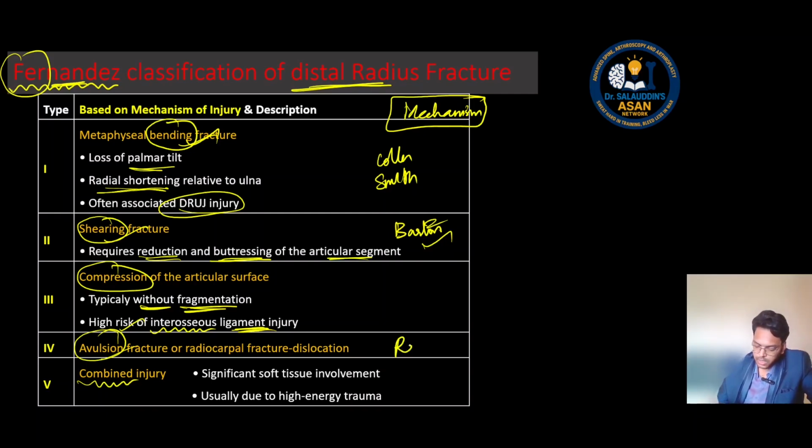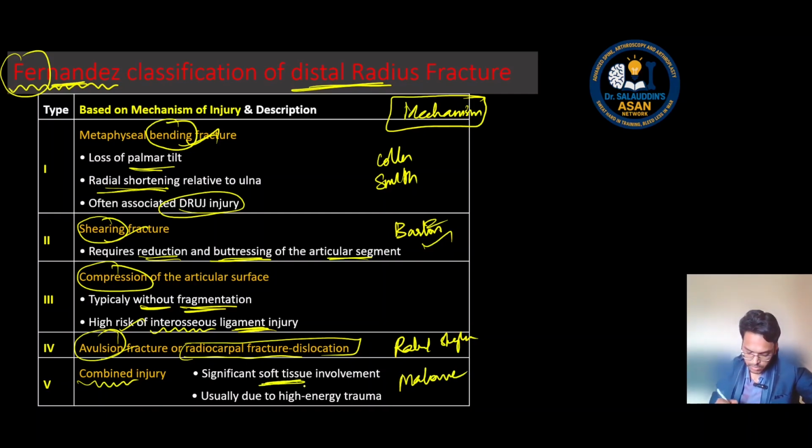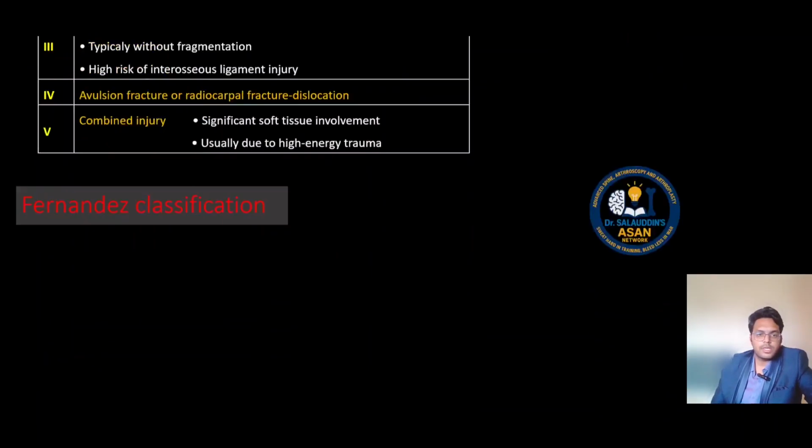Avulsion, you can see radial styloid fracture or sometimes there may be radiocarpal fracture dislocation. Then combined forces, we can see Melone type of fracture. Okay, it is soft tissue involvement and high energy trauma. You can see in the images.